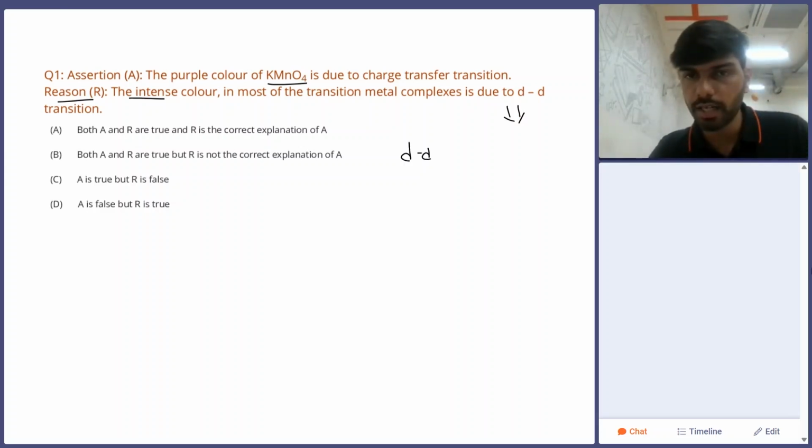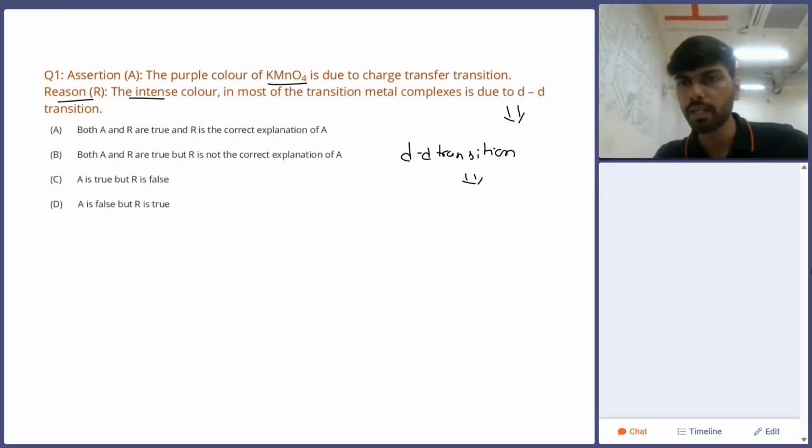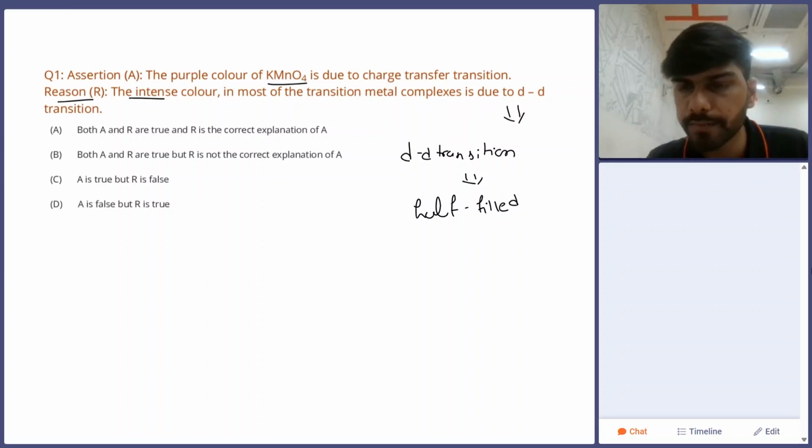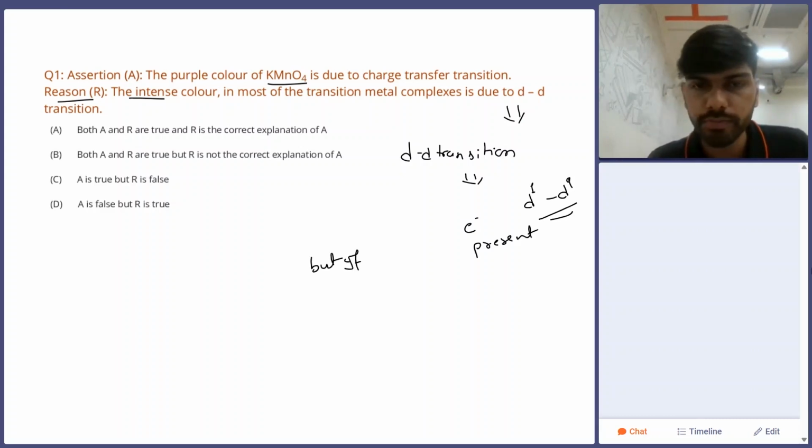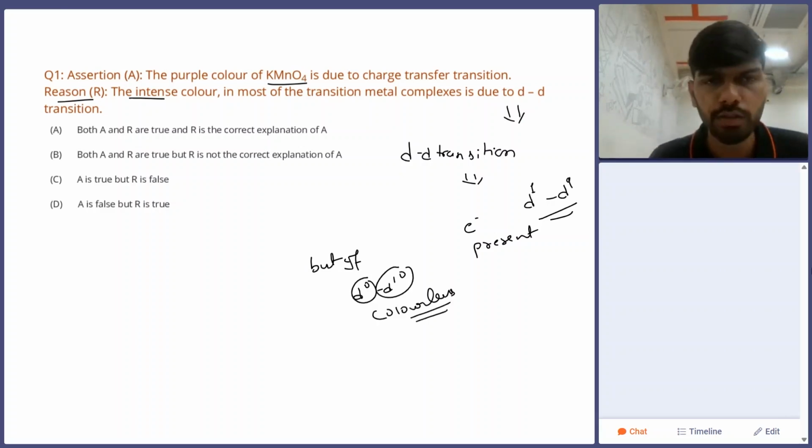This d-d transition basically happens for elements or atoms where electrons, d1 to d9, are present. But if d0 or d10 is present, then they are colorless. There will be no color. Okay, the first condition is clear. So the reason is true, definitely. Now we'll talk about the assertion.